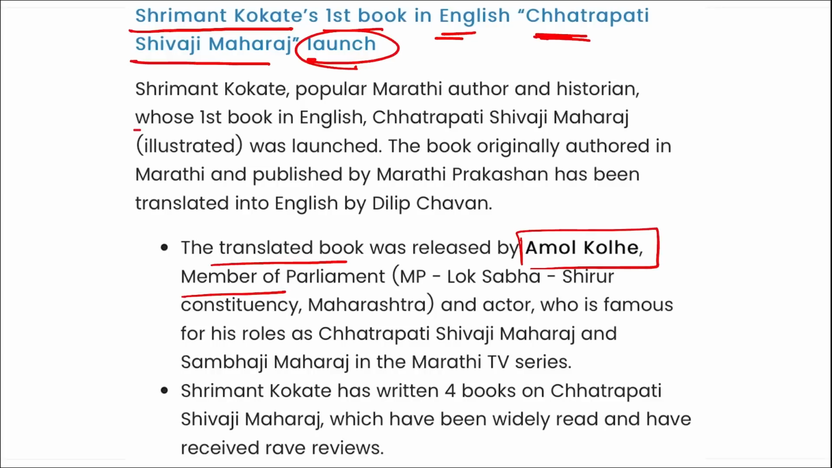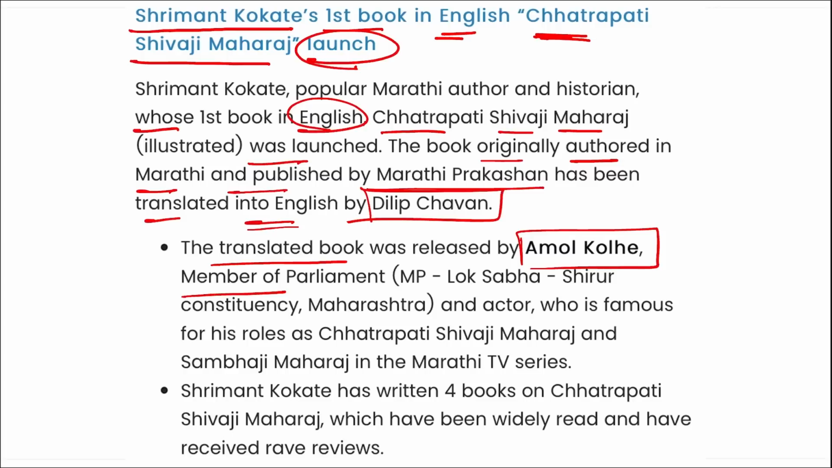Alright, so this is the first book in English. Chhatrapati Shivaji Maharaj was launched. The book was originally authored in Marathi and published by Marathi Prakashan, and has been translated into English by Dilip Chavan. The translated book was released by Amol Kolhe, who is the member of parliament. Alright, so these are the two books that you can remember for the day.